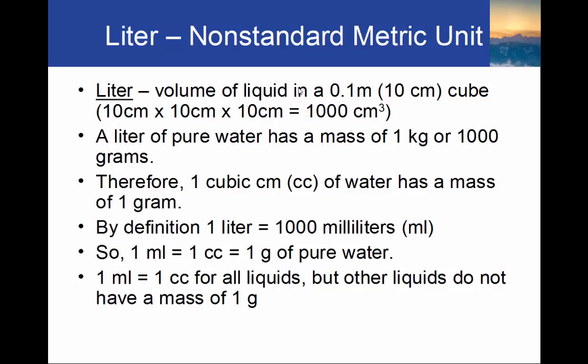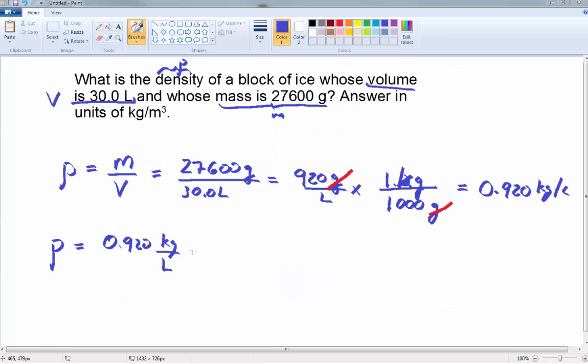That means it's the volume of liquid that takes up a space of 10 centimeters by 10 centimeters by 10 centimeters. That's 1,000 cubic centimeters. So how much space does that actually take up in meters? Well, you'd have to go 0.1 times 0.1 times 0.1. So we're basically going to multiply by 1 liter on top to cancel, divided by 0.1 meters by 0.1 meters by 0.1 meters.